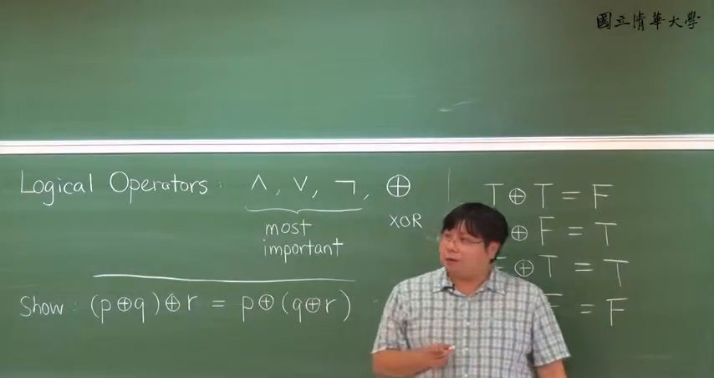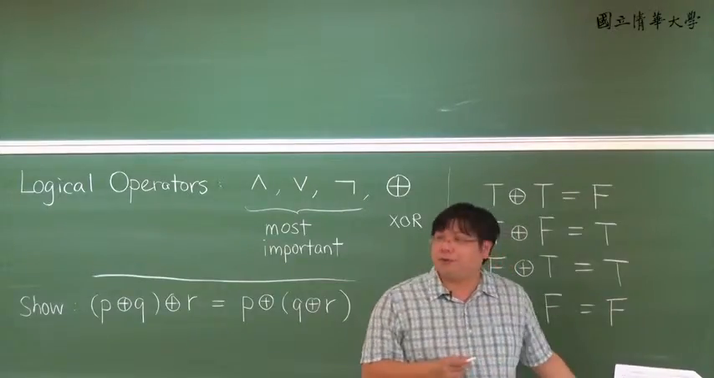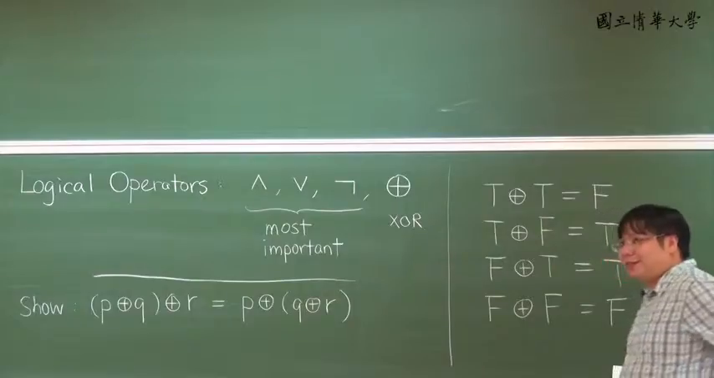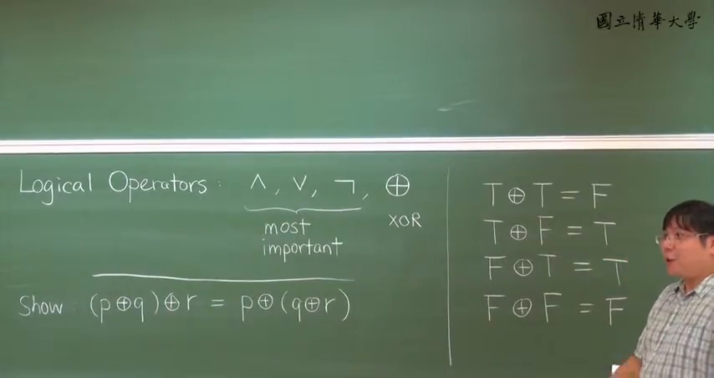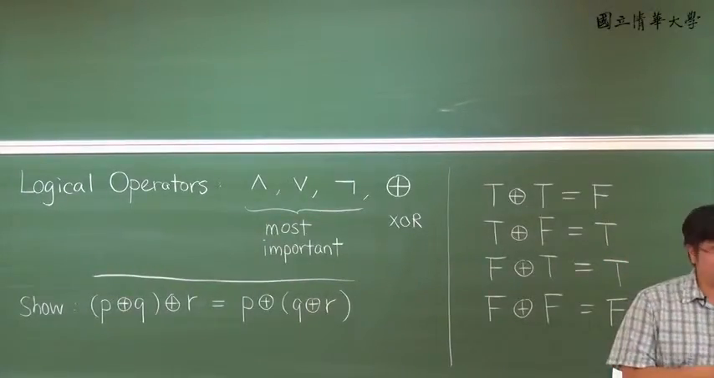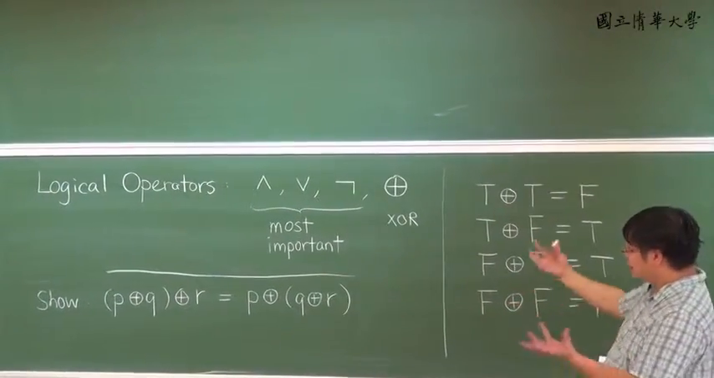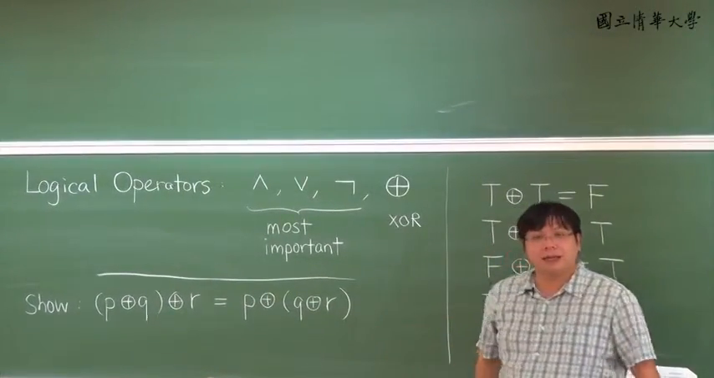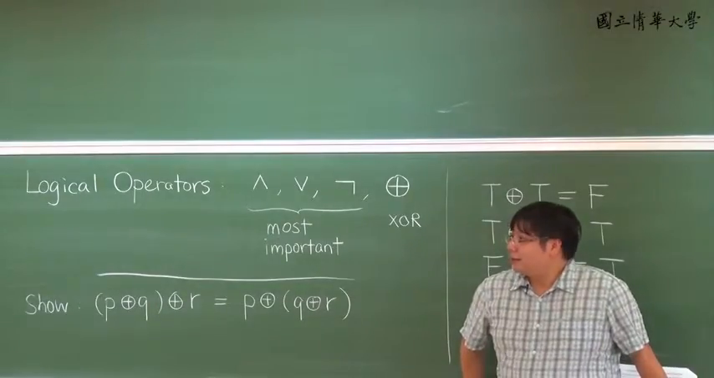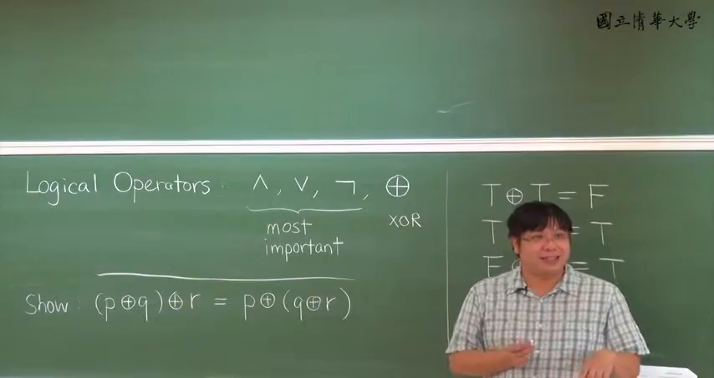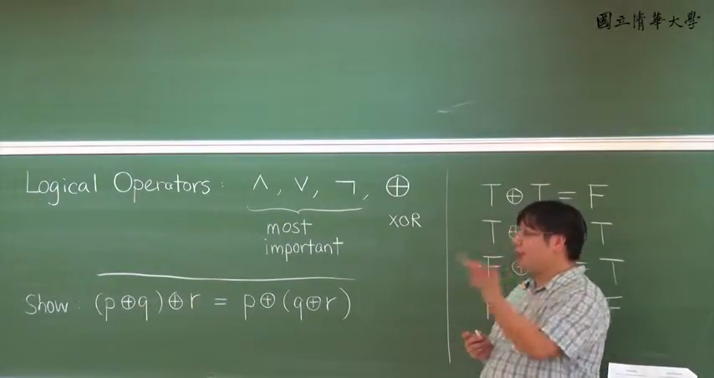Okay. Now, how do we prove that? How do we show that it is true? Okay, the trick is very simple. We try all the possible cases, and that's it. So what are the possible cases to consider in this particular example? How many cases are there? First of all, how many cases? 8. Okay. So why is it 8?